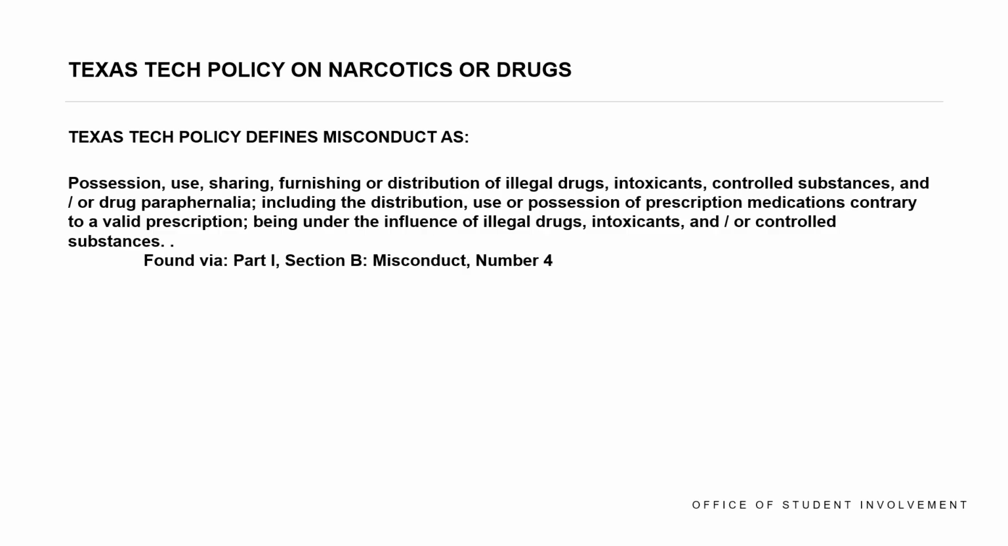Next, we would like to discuss the Texas Tech policy on narcotics or drugs. Texas Tech policy defines misconduct as possession, use, sharing, furnishing, or distribution of illegal drugs, intoxicants, controlled substances, and drug paraphernalia, including the distribution, use, or possession of prescription medications contrary to a valid prescription, being under the influence of illegal drugs, intoxicants, and/or controlled substances. This can be found under Part 1, Section B of Misconduct Number 4.